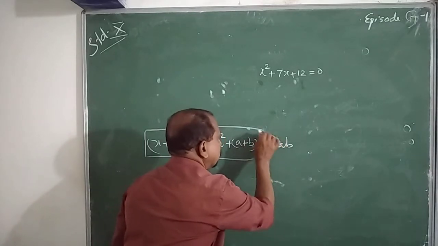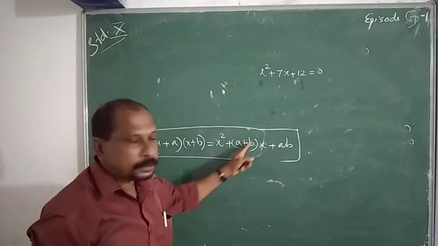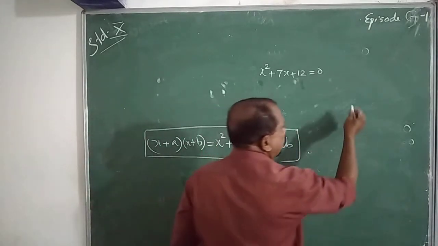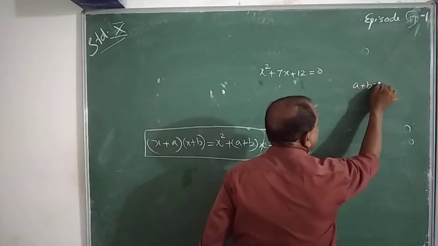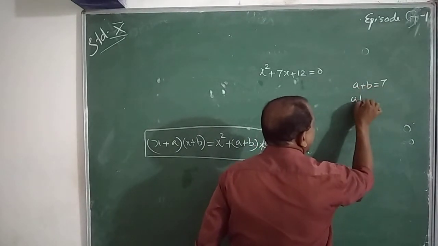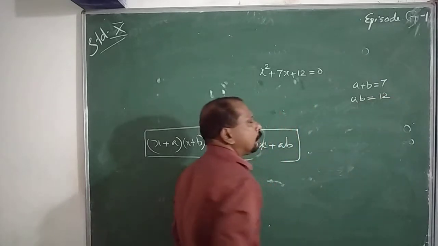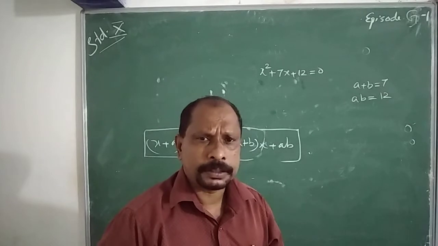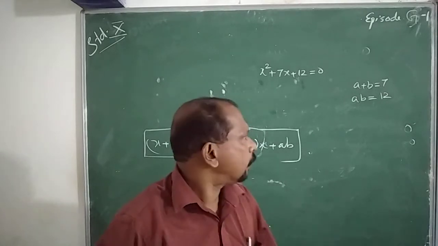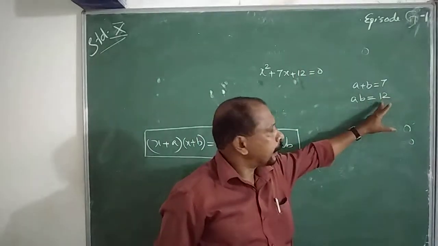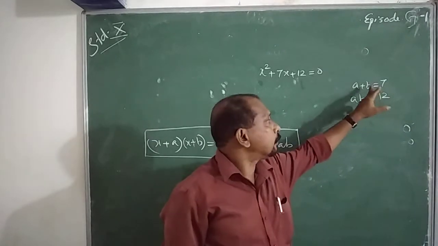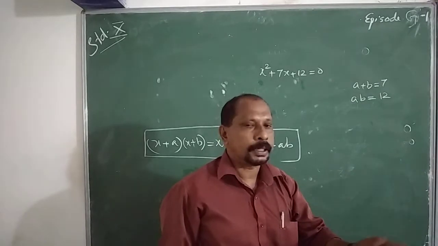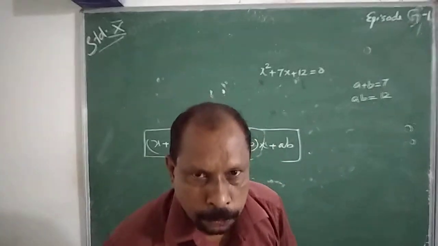This is an expression. Then a plus b is what? 7. A into b is what? 12. Since we know that a plus b is equal to 7 and ab is equal to 12, then we know multiplication of numbers. 9 into 7, what is 9 into 7? 63. Similarly, the product of two numbers is 12 and the sum is 7. They are positive. Product is positive, sum is positive, all the numbers are positive.